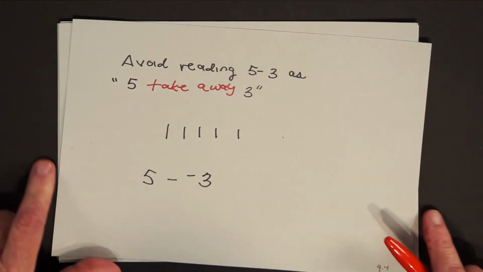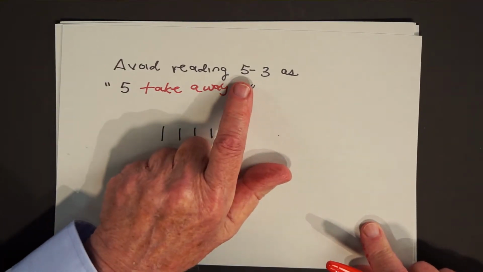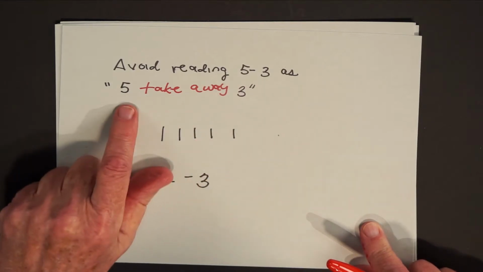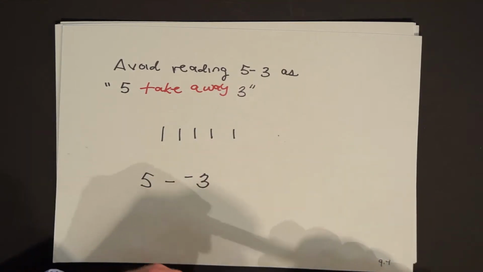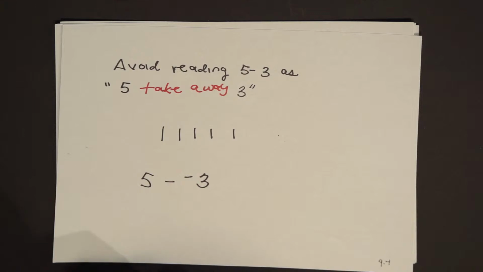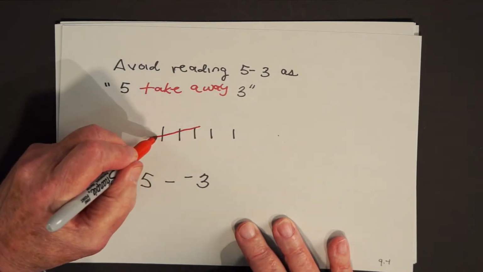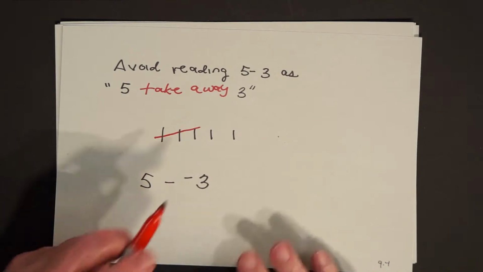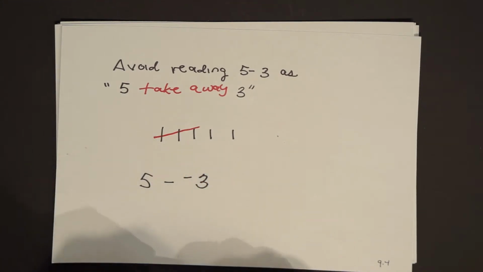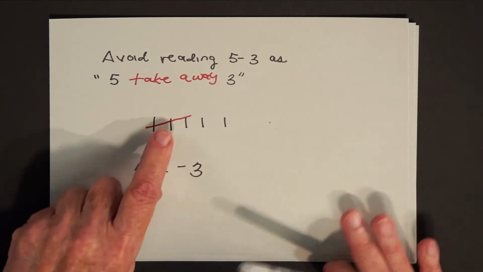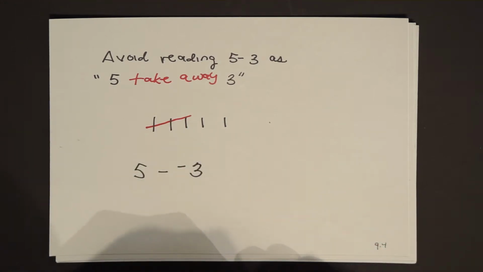Really important point. Please avoid having the students read 5 minus 3 as 5 take away 3. Now, you say, but it's easy. Look, all you have to do is start with 5, and you take away the 3, and what's left is what you have to add on. It's very simple. If I have 5 and I take away 3, I have 2 left.